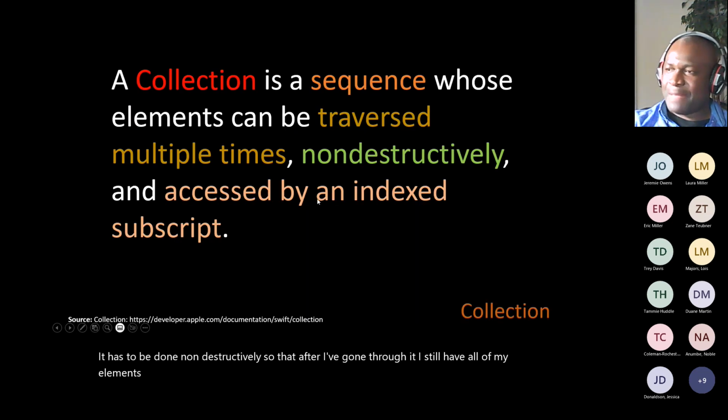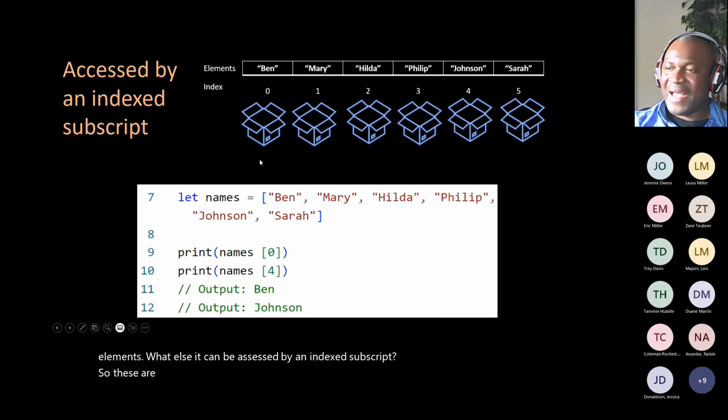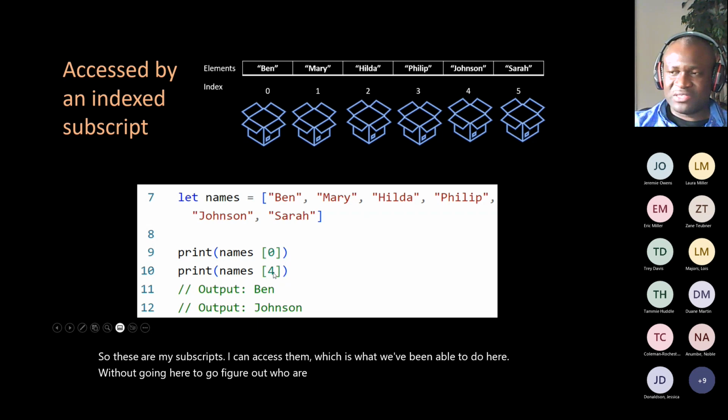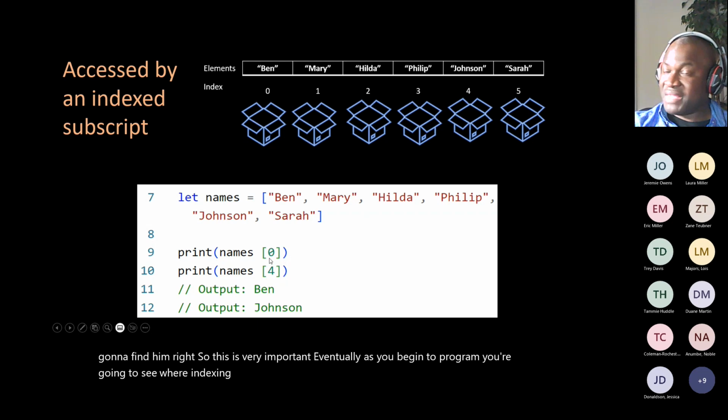What else? It can be accessed by an indexed subscript. So these are my subscripts. I can access them, which is what we've been able to do here, without going here to figure out who Johnson is. If I can just enter his address, I'm going to find him, right? So this is very important. Eventually, as you begin to program, you're going to see where indexing makes a whole lot of sense.